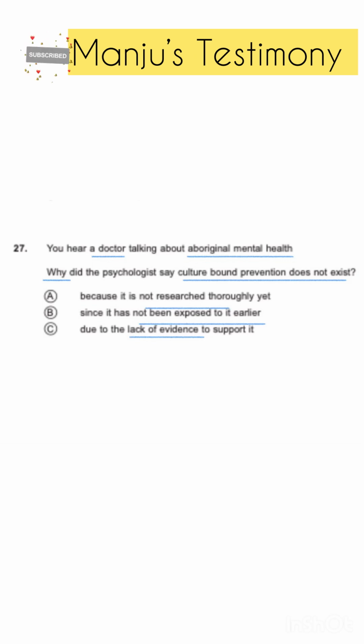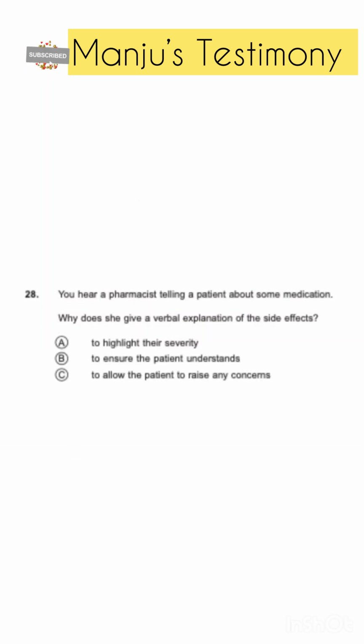Let's read it. You hear a pharmacist telling a patient about some medication. Why does she give a verbal explanation of the side effects? Option A, to highlight their severity. Option B, to ensure the patient understands. Option C, to allow the patient to raise any concerns. So let's find out the keywords. Here the keywords are pharmacist telling some medications, why, give verbal explanation, side effects. So the options: their severity, patient understand, raise any concerns.